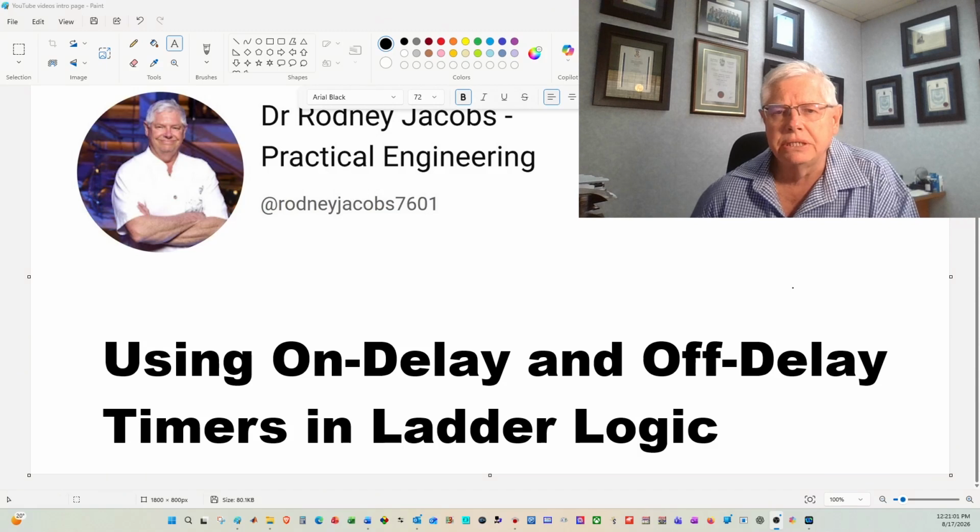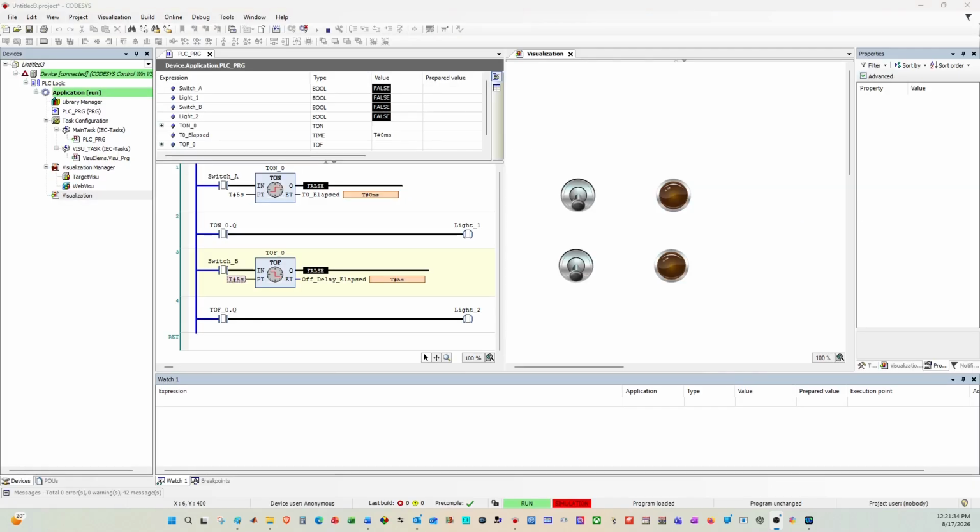Now would be a great time to introduce you to the use of timers. As per the writing on this slide, you can see that there are going to be on delay as well as off delay timers that we can encounter. I have taken the liberty of designing both circuits at the same time.